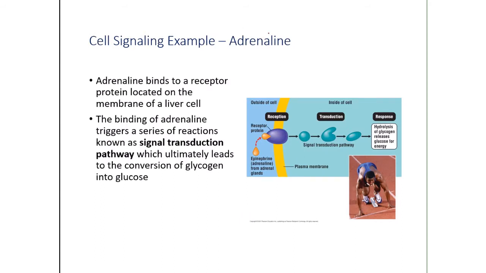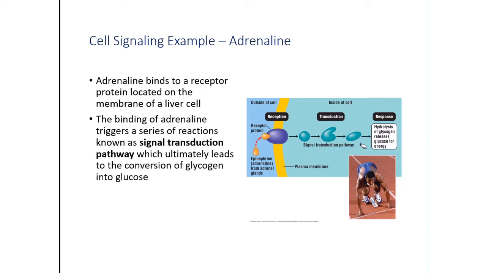Okay, so adrenaline is something that is released in the body when you are in danger, or when you're excited, or when you're stressed out. And these adrenaline molecules will bind to a receptor on the surface of the liver cell. Okay, once the adrenaline binds to it, it will trigger a series of events to take place inside the cell, and these series of events are what we call a signal transduction pathway.